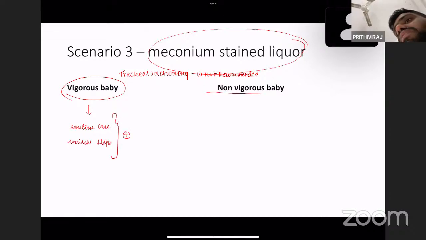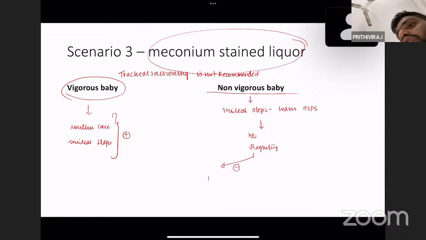But for a non-vigorous baby who doesn't cry, perform the initial steps, warm, dry, position, suction, then assess the heart rate and respiratory pattern. If it is not normal, then go for positive pressure ventilation. If it is normal, continue with post-resuscitation care.